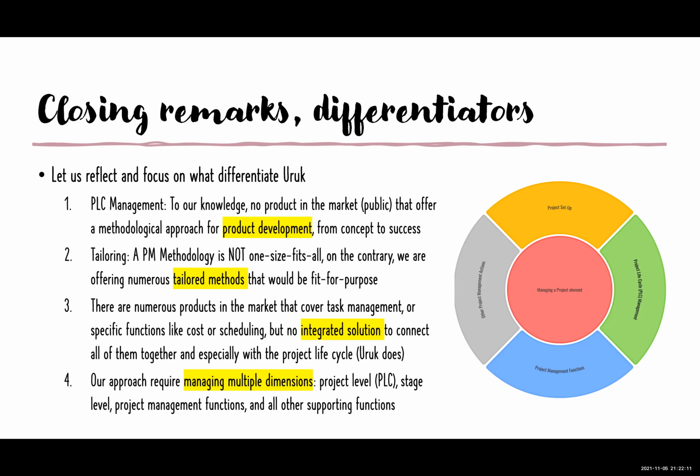We manage the project management function. And also, we have the other supporting functions such as task management, issues management, and those areas. We think these are the key four major areas that differentiate Uruk from other products that exist in the market.